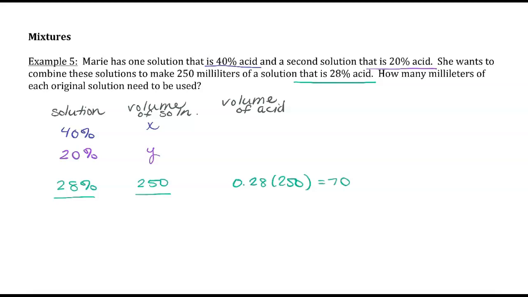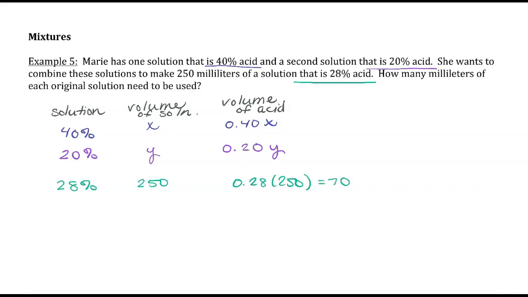Now let's work on our other two solutions. With our 40% solution, we have some volume X. 40% of that volume is acid. And we could represent that by writing 0.40 times x. Whatever volume x is, 40% of it is acid. And the same goes for the next solution. Whatever volume y is, 20% of it is acid. So we can multiply 0.20 times y to find out how much of that solution is acid.